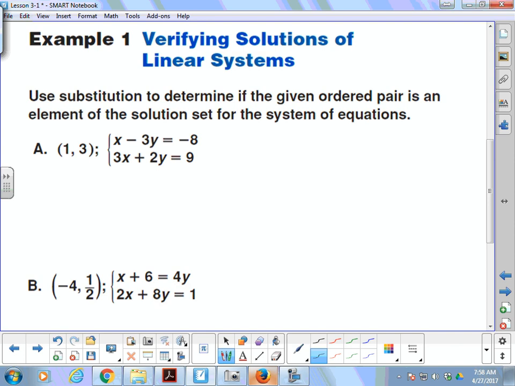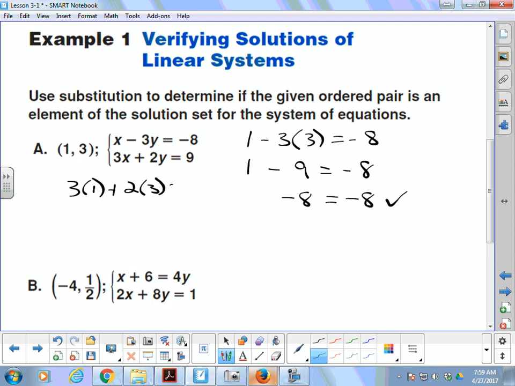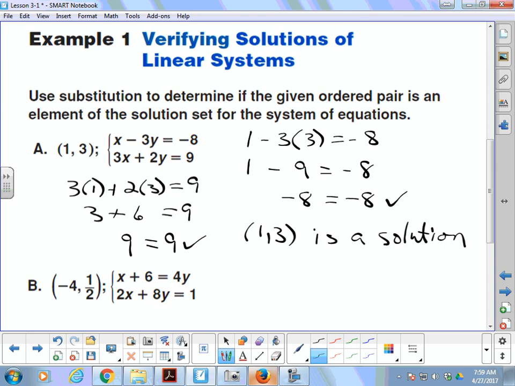So we'll substitute 1 for x and 3 for y in both equations. You should show that they both simplify to the same value. When I put in 1 for x and 3 for y in the first equation, it works. Both sides become -8. So that one's good, and we're good so far. So we check it with the other one. Both of those are equal to 9. So the point (1, 3) is a solution to that system.